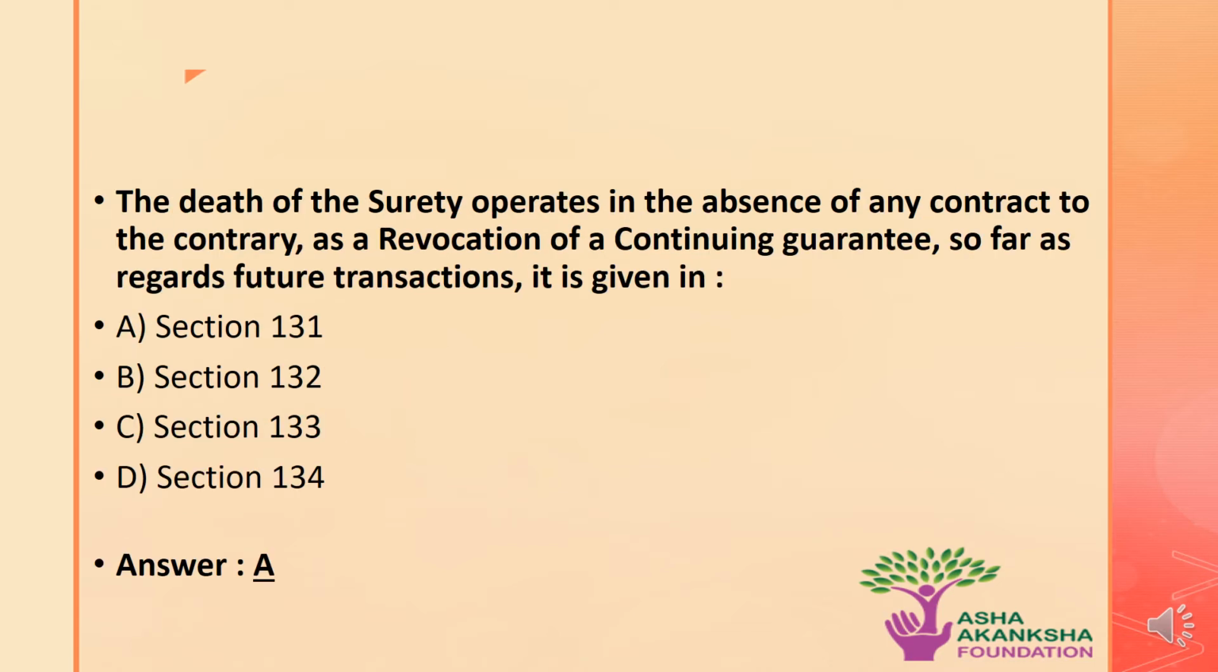The next question is: the death of the surety operates, in the absence of any contract to the contrary, as a revocation of a continuing guarantee so far as regards future transactions. This is given in which of the following sections? Options are A, Section 131, B, Section 132, C, Section 133, or D, Section 134. The correct answer to this question is option A. That is, this is given in Section 131.